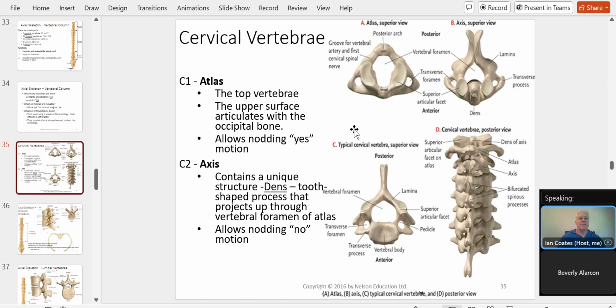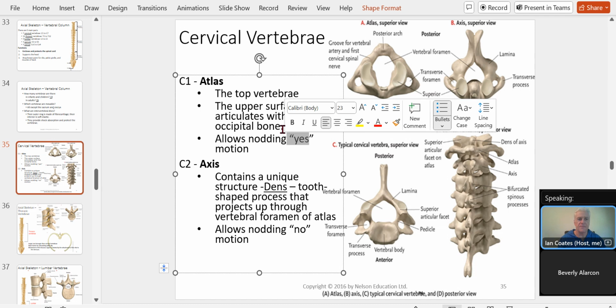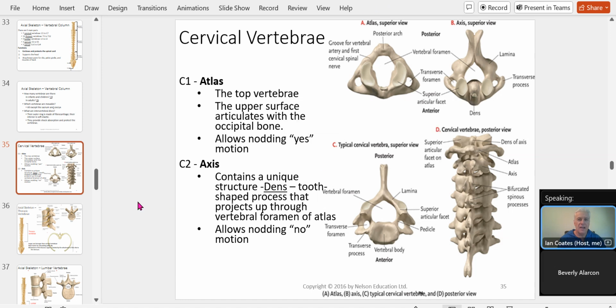The atlas is the first one, C1. It is involved in the yes motion. That's because of the atlas. The axis, also known as the dens, has these kind of teeth to it that it fits right on, and it allows for this motion here. No. Okay, so atlas, yes. Axis, no. Okay, very good.